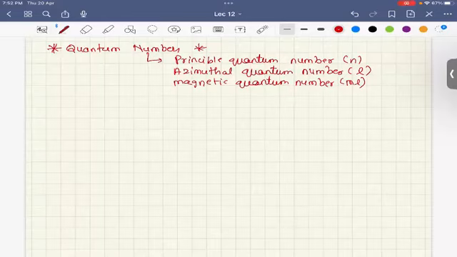So this is what the principal quantum number is, and the azimuthal quantum number is associated with orbital angular momentum, and it is denoted by L. So this is what we are going to study in the next class, and also we are going to study the magnetic quantum number.